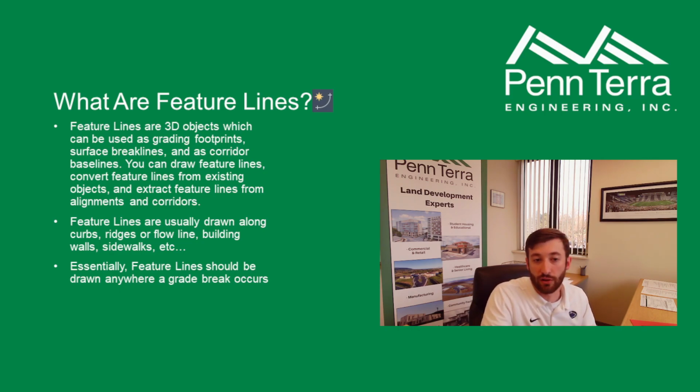Feature lines are usually drawn along curbs, ridges, or flow lines, building walls, sidewalks, etc. Basically anywhere that a grade break needs to happen. For what we do, our surfaces always represent finished grade, meaning the very top of the ground, regardless of material. So finished grade could have lawn, concrete, pavement, curbing, all on the same surface. It's just that top level ground elevation that you're standing on whenever you're out on that site.